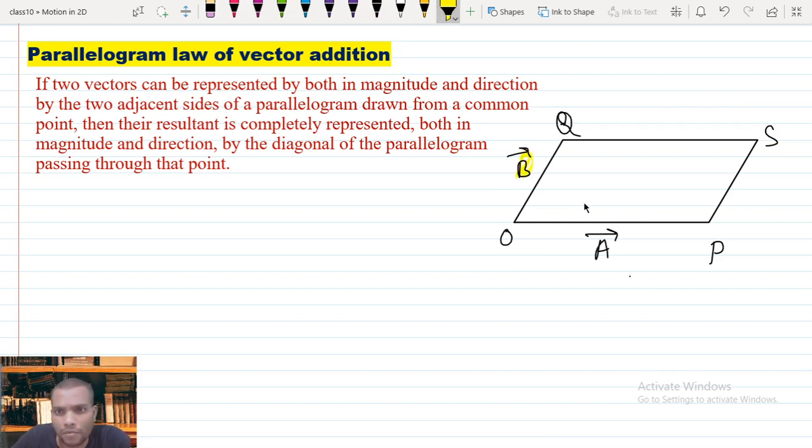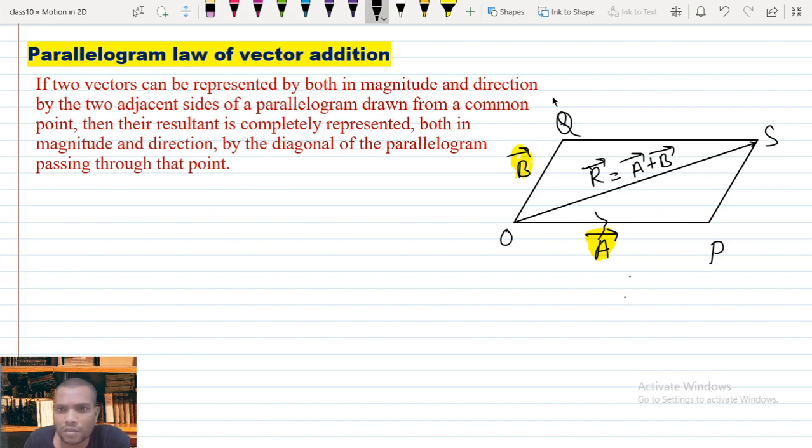So OP and OQ are the two vectors representing two adjacent sides of the parallelogram. If these two are vectors, then what is the resultant of these two? The resultant of these two vectors is represented by the diagonal. The diagonal will represent the resultant. So here, the resultant R bar equals A bar plus B bar.